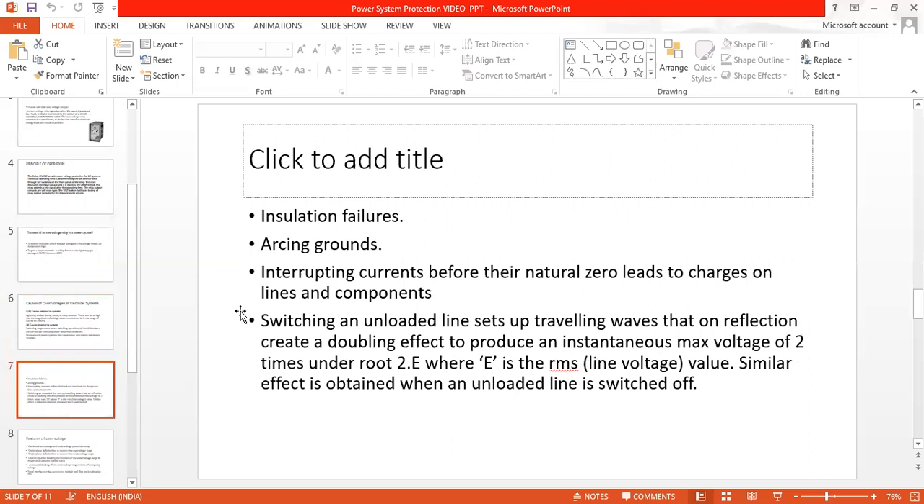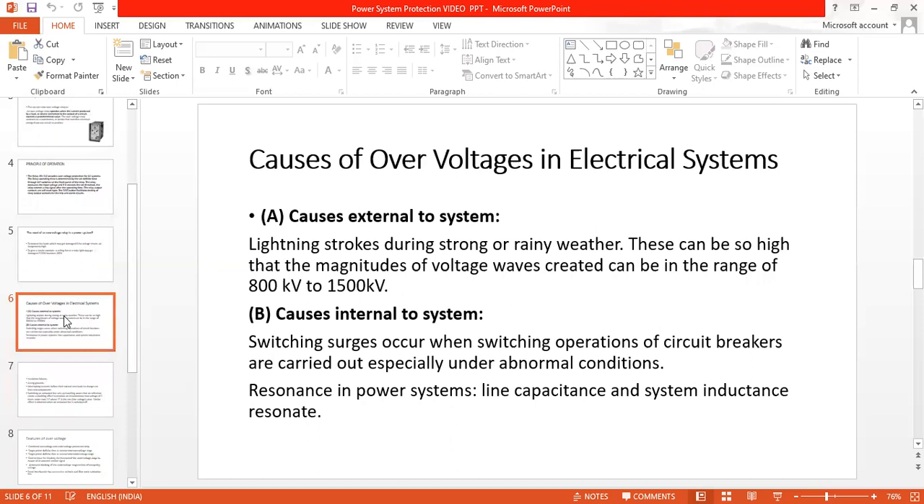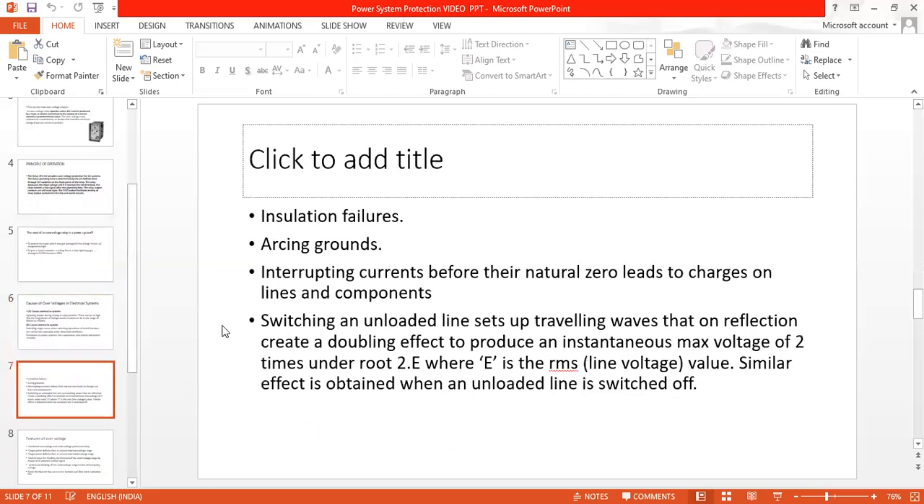And another cause for overload voltages in an electrical system is insulation failure, or else arcing grounds, interrupting currents before their natural zero, which leads to charges on lines and components. Switching an unloaded line sets up traveling waves that, on reflection, create a doubling effect which produces an instantaneous maximum voltage of 2 times root 2 E.